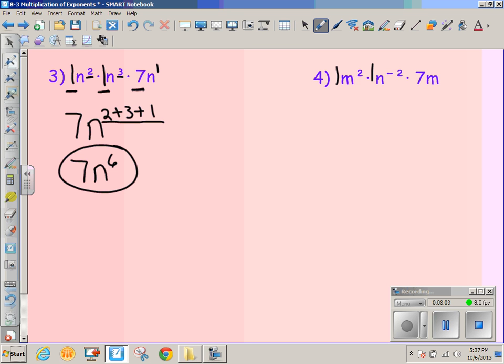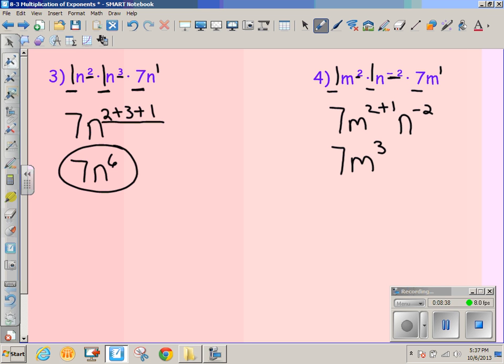Number 4. Tackle the coefficients. It looks like we have basically the same thing here with m to the second. I'm sorry, we have m's and n's. As far as the coefficient, we have 1, 1, and 7, still 7. And then the m's are going to be m to the second. Remember, this m has a 1 as an exponent. So we're going to put that there so we don't forget to add. And then n raised to the negative second power. So to simplify, we have 7 times m and then 3.